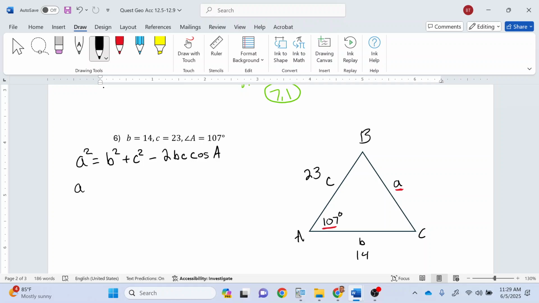So we're going to continue. a squared equals 14 squared plus 23 squared minus 2 times 14 times 23 times cosine 107. And I hear you guys. I'm just going to make sure to say it out loud for the computer so it's recorded. So 14 squared plus 23 squared. Again, I'm just putting it in my calculator in my hand just to go faster.